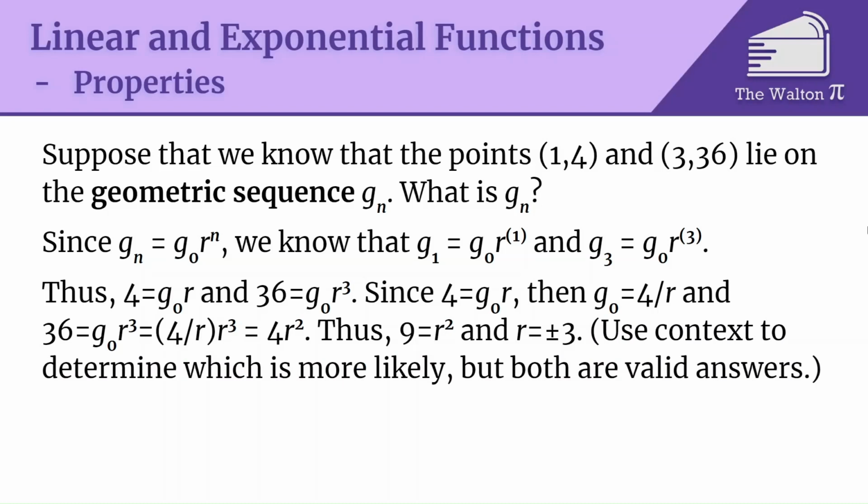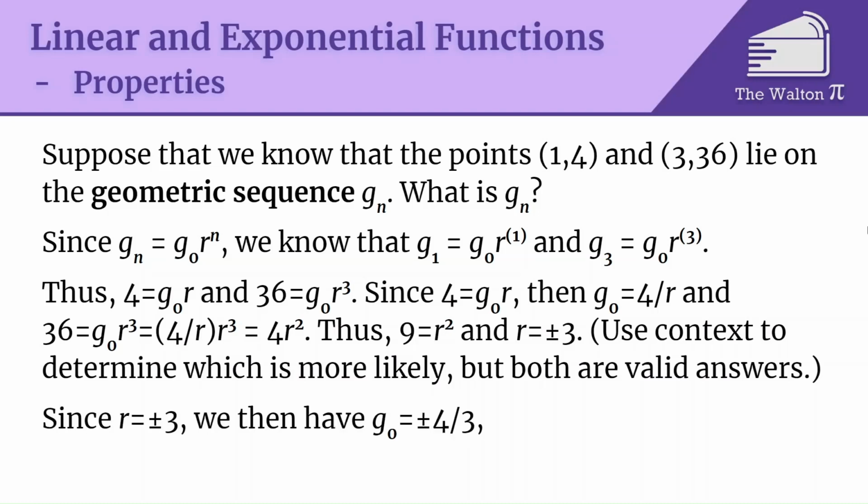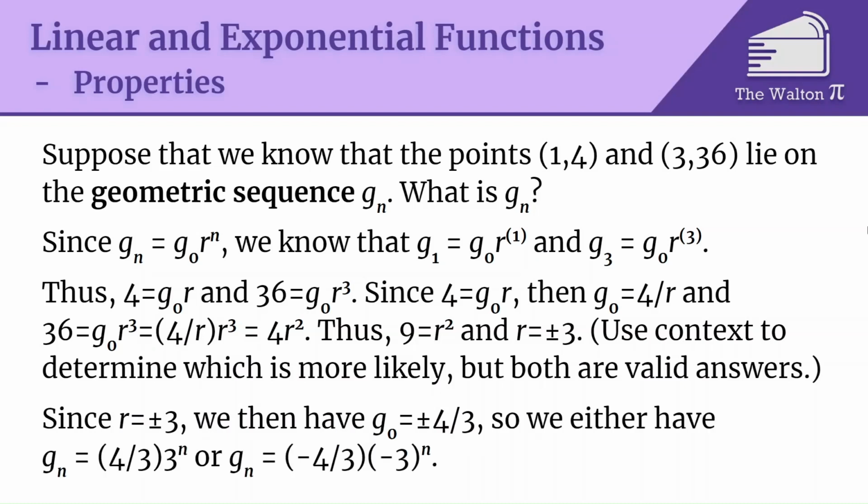So, depending on the problem, we need to use context to determine which is more likely, but both of these are valid answers. So, since r is plus or minus 3, we have G0 is plus or minus 4/3, so we either have the sequence Gn is 4/3 times 3 to the n, or Gn is negative 4/3 times negative 3 to the n. Both of these are valid geometric sequences that pass through the points 1, 4, and 3, 36.